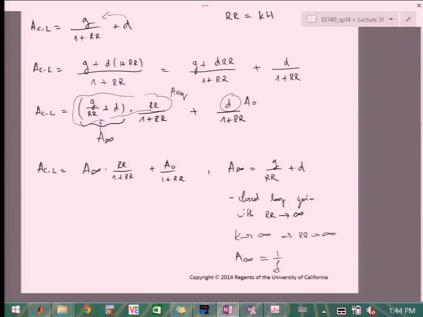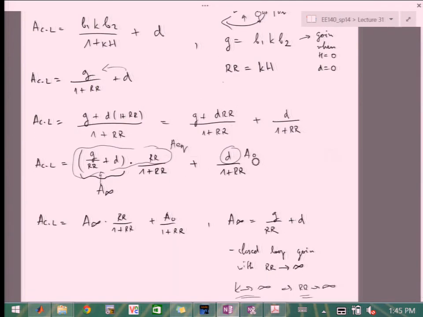Okay. So that relates back to what we talked about in the most germane topologies, where you know exactly what F is. Even if you don't know exactly what F is in terms of the resistors that you put in there, when you set K, or the dependent source, to go to infinity, you're forcing RR to go to infinity simply because RR is KH. Okay.